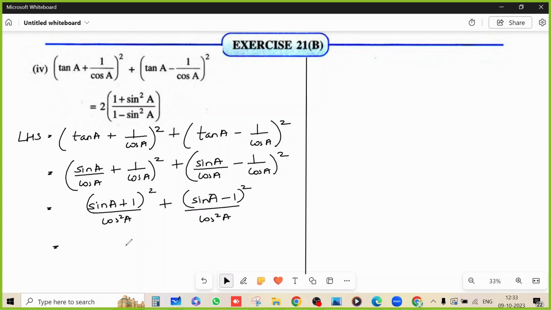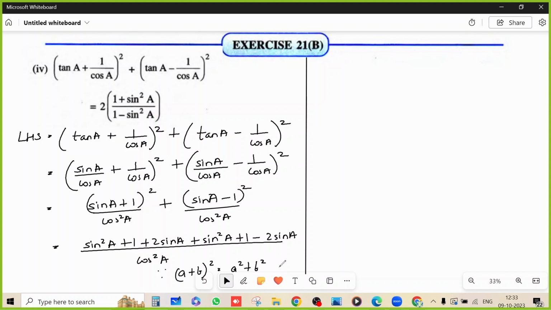Now we can take the denominator as common, and the numerator here can be expanded with the form of A plus B whole square. So this will become sin square A plus 1 plus 2 sin A plus sin square A plus 1 minus 2 sin A. We are using the formula of A plus B whole square here. This is A square plus B square plus 2AB. Now 2 sin A minus 2 sin A will get cancelled out, and we are left here with 2 sin square A plus 2 divided by cos square A.